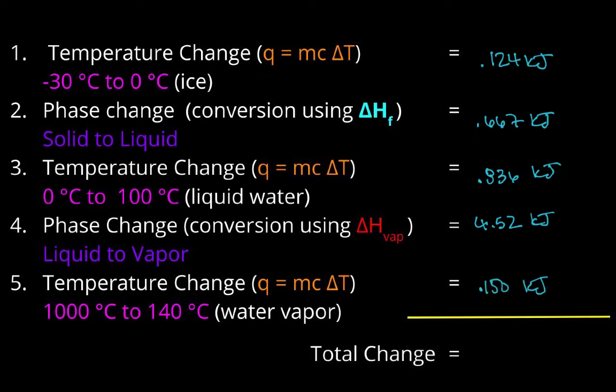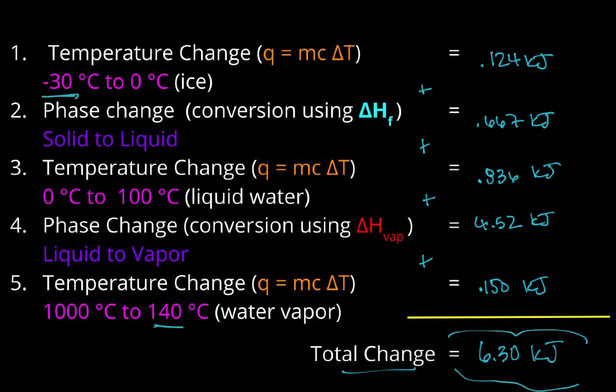So then I'm going to add all of those up. My total change, all I'm doing here is just adding all of these together. So my final number would be 6.30 kilojoules. So that's my total change in energy to go from minus 30 all the way to 140. So this would be your final answer. So if you notice on these, it's really important to show your work because there's lots of places where you could have miscalculations, where you can maybe not set something up right. But if you're going all the way from below 0 to above 0, then you'll need to do all 5 of these steps.